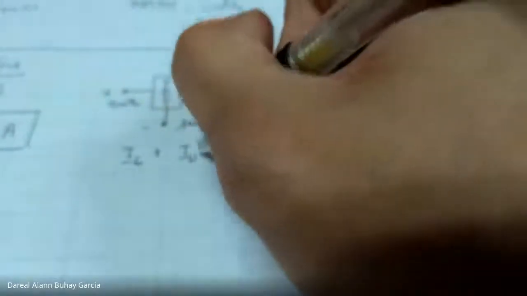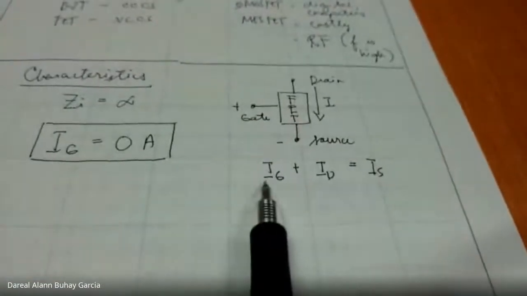Meaning, if we apply KCL, IG plus ID is supposed to equal IS, right? But because IG is equal to 0, that's another characteristic of the FET. ID is equal to, yes, correct, IS.